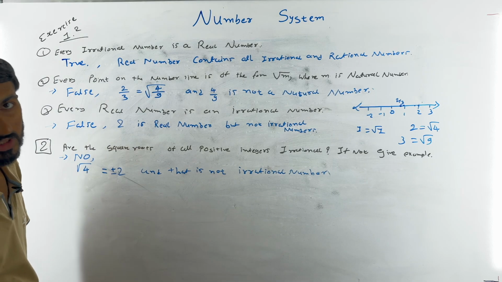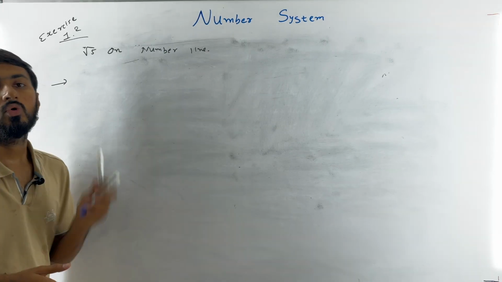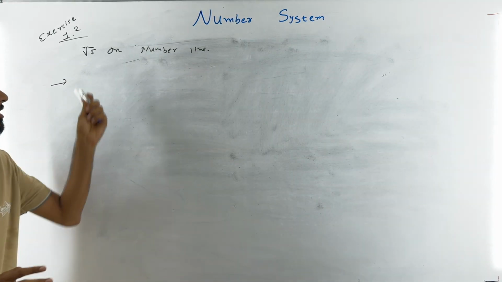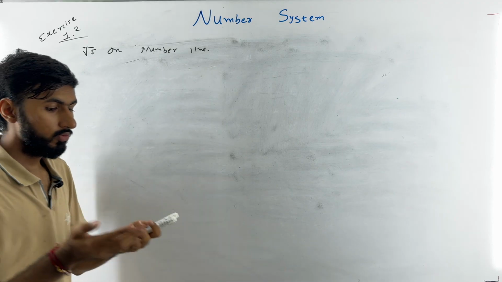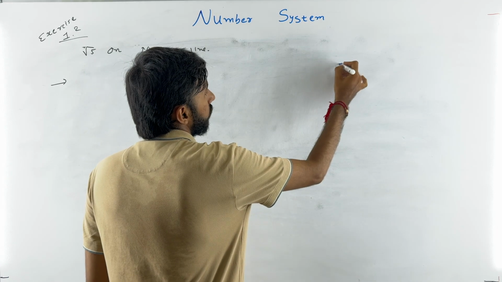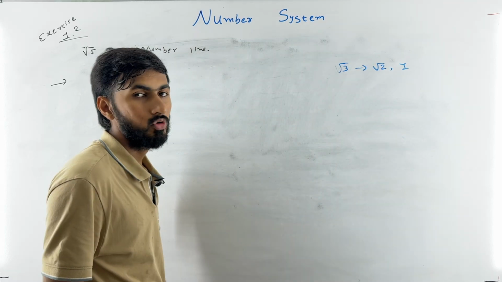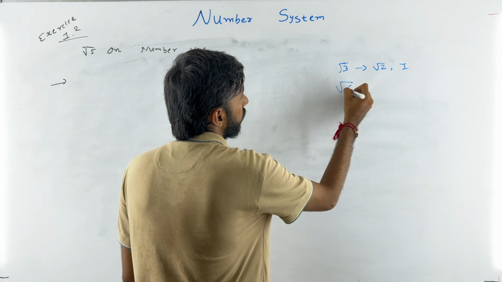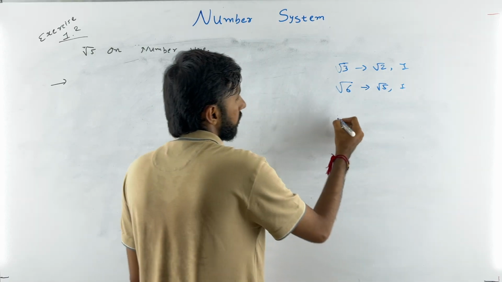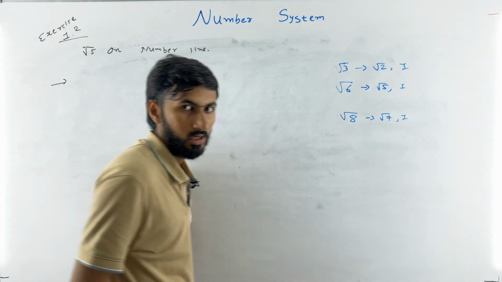Now we will move on to the third question, and that is to locate root 5 on the number line. To locate any type of square root on the number line, remember one thing, you have to find a previous square root. Like if I have to represent root 3 on the number line, I have to get one side equal to root 2 and one side equal to 1. If I have to find root 6, I need root 5 and 1. If I have to find root 8, then I have to find root 7 and 1.